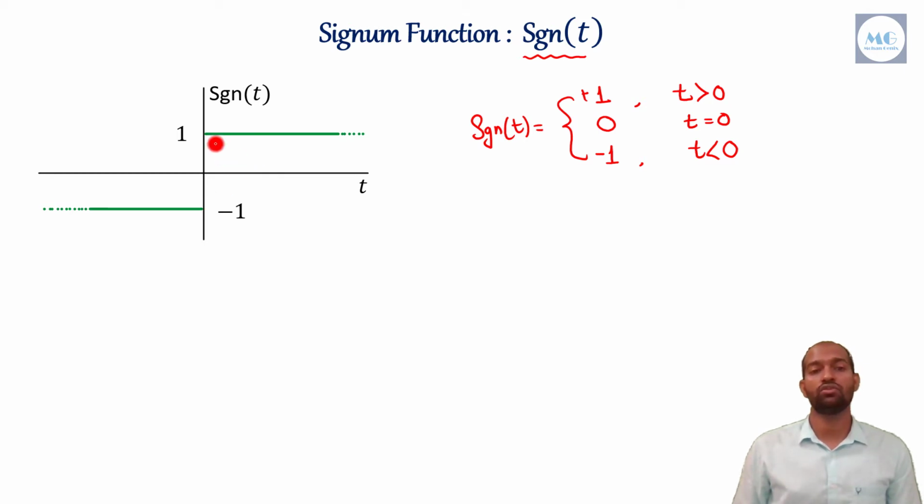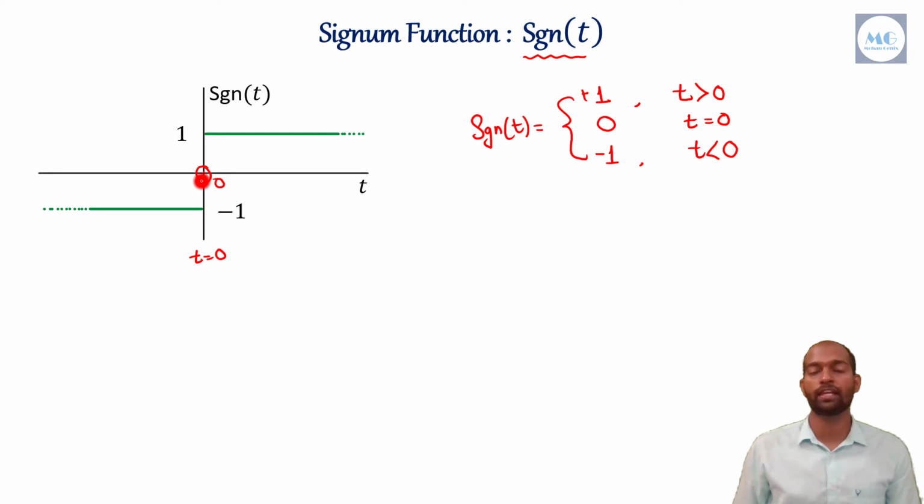Its value is 1 for t greater than 0. This is t equal to 0. And its value is -1 for t less than 0. And what is the value at t equal to 0? The value of sgn(t) at t equal to 0 is 0.